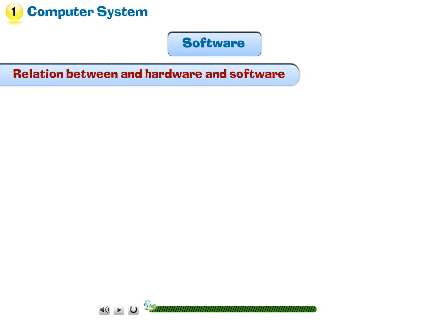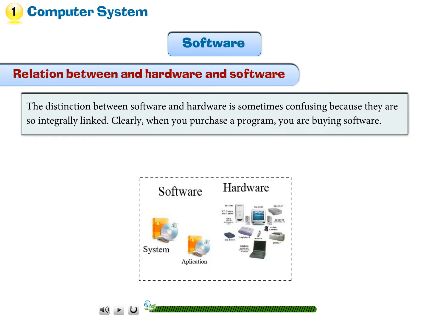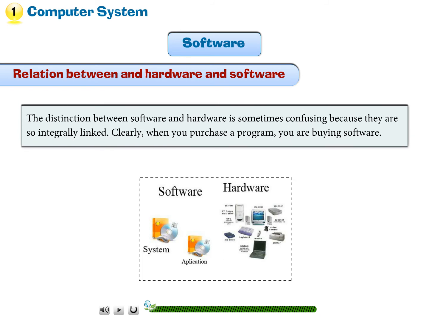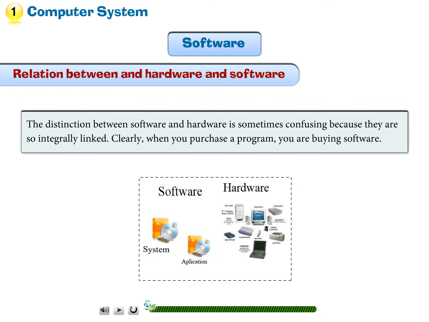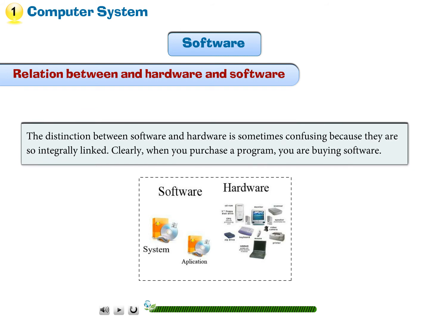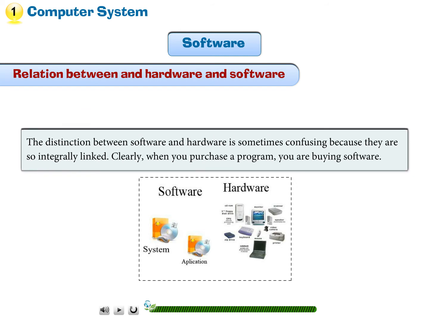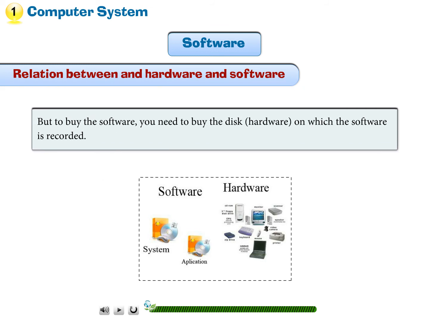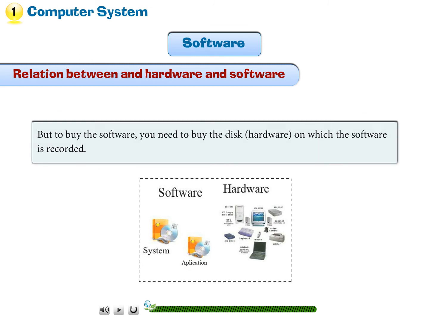Relation between hardware and software. The distinction between software and hardware is sometimes confusing because they are so integrally linked. Clearly, when you purchase a program, you are buying software. But to buy the software, you need to buy the disk, hardware on which the software is recorded.